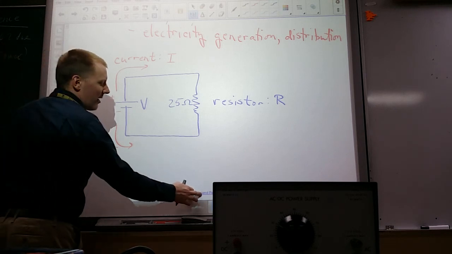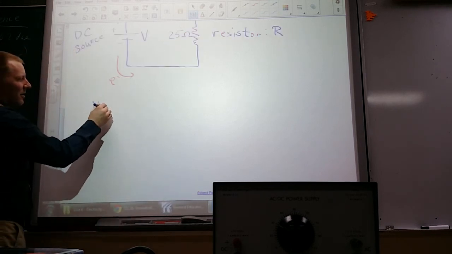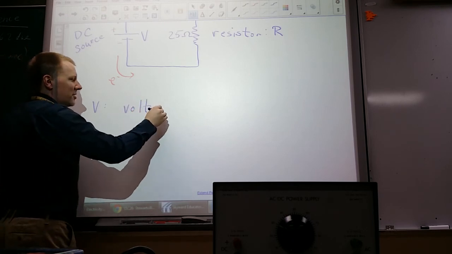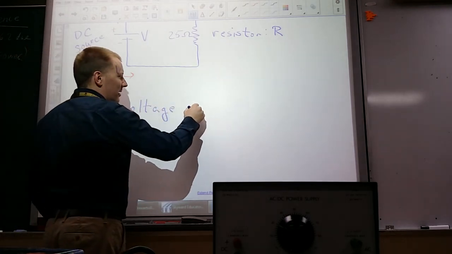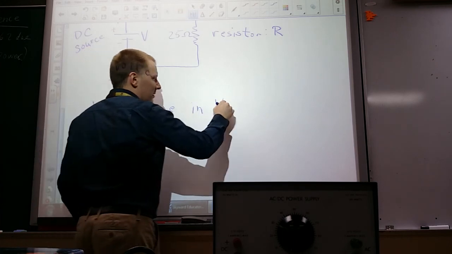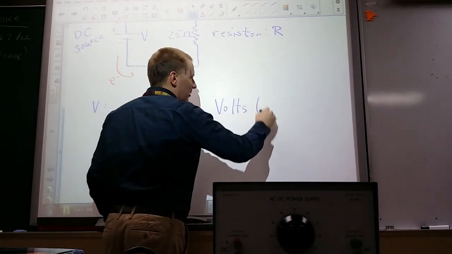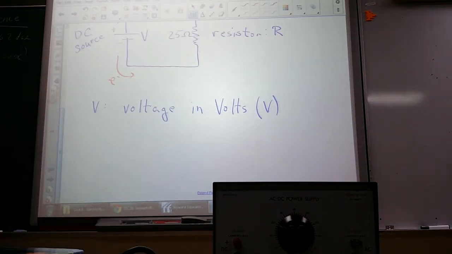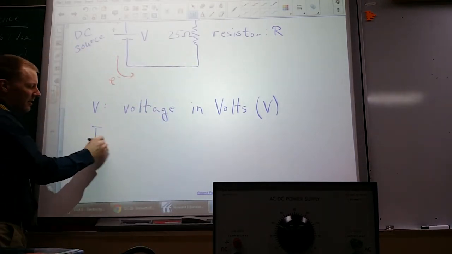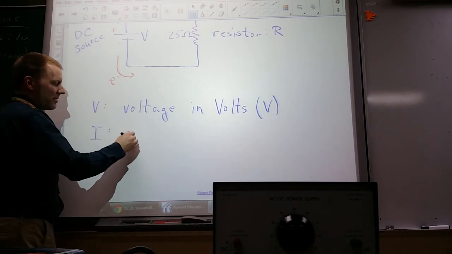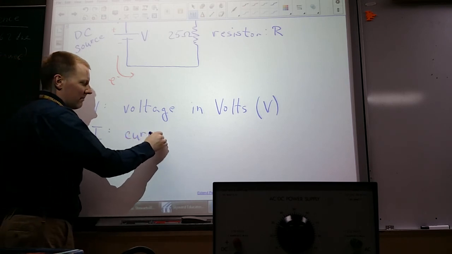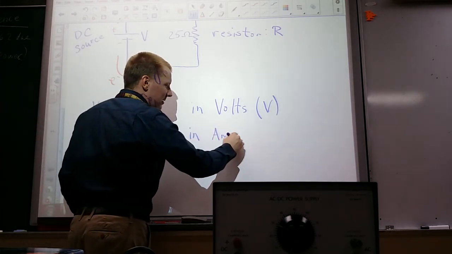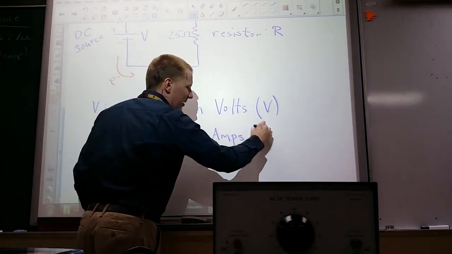Okay, and I'm going to summarize each of these down below. V is our voltage measured in volts. I is our electrical current in amps or amperes, which we abbreviate with a capital A.